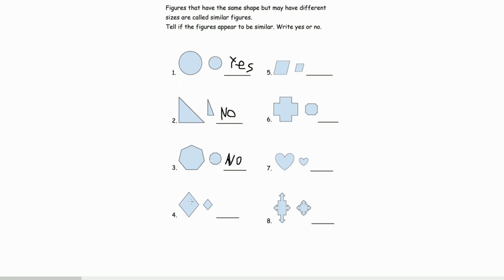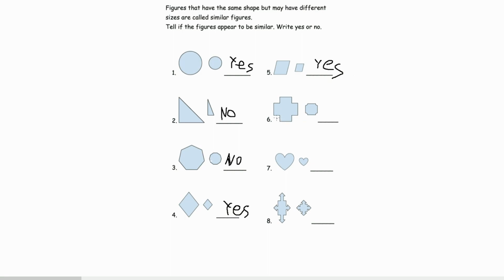Number 4, that line right there looks similar to that one, but just shorter. So we compare that line to that line, and that line to that line. We could generally see that this shape is just a scaled down version of this one, so yes, this would be a similar figure. Number 5, just like number 4, it has the same ratios, but it is just scaled down in size, so yes, it would be a similar figure.